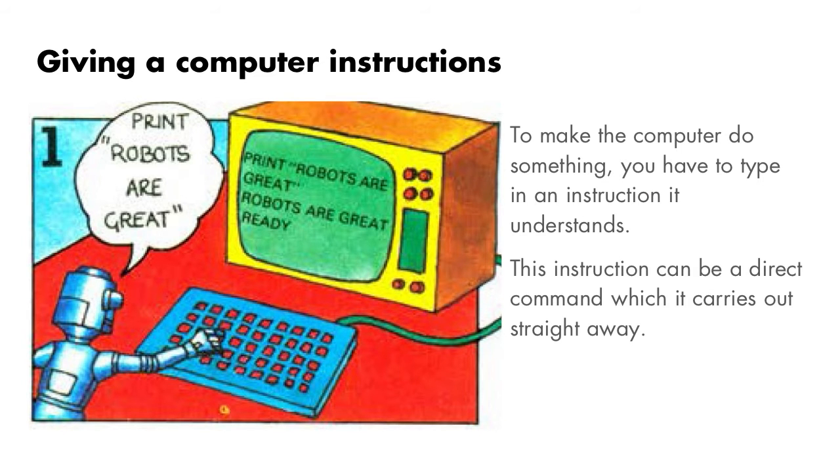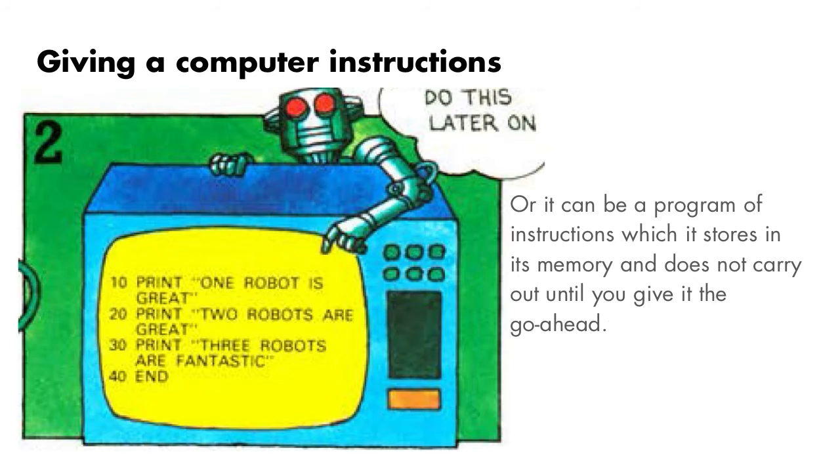So to make a computer do something, you have to type in instructions that it understands. The instructions can be a direct command, which gets carried out straight away. So you could tell the computer to add x plus y or add 1 plus 2, and you push return or enter, and the computer will tell you the answer. Or you can give it a list of instructions, which the computer will save to the long-term memory, the hard drive. And when you're ready, you can tell it to run that list of commands.